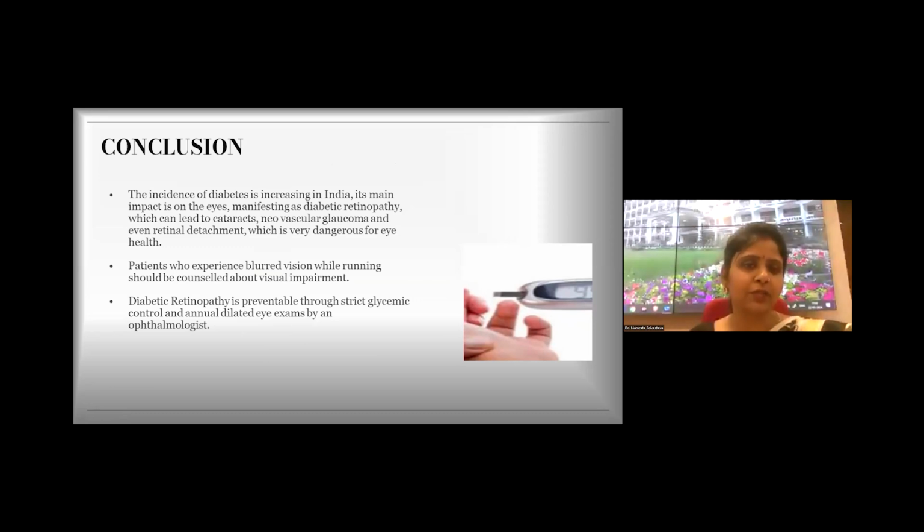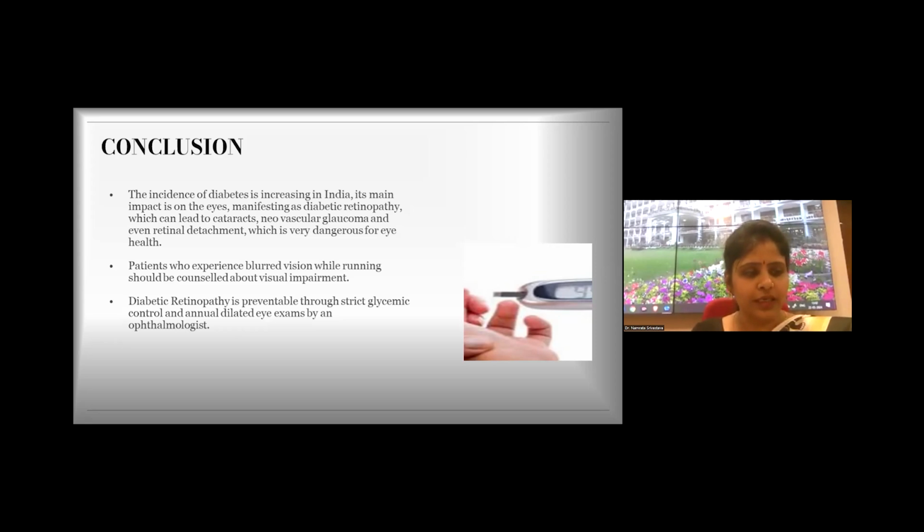It means the impact on the eyes, manifesting as diabetic retinopathy, which can lead to cataract, neovascular glaucoma, retinal detachment, and so on. So patients who experience blurred vision while running should be concerned about visual impairment, and diabetic retinopathy is preventable through strict glycemic control and annual dilated eye examination by an ophthalmologist.